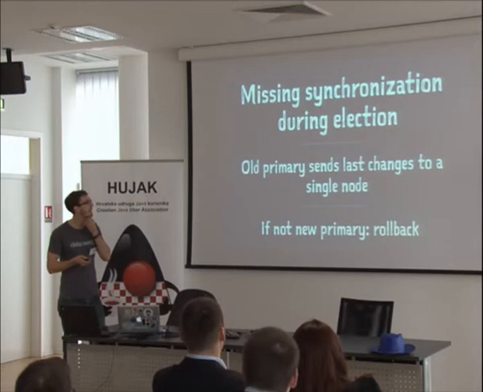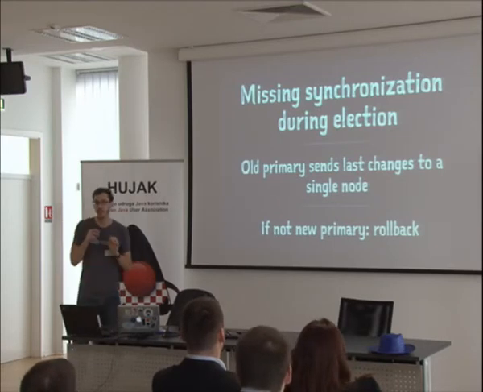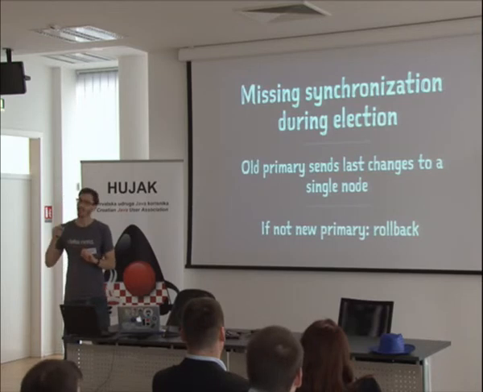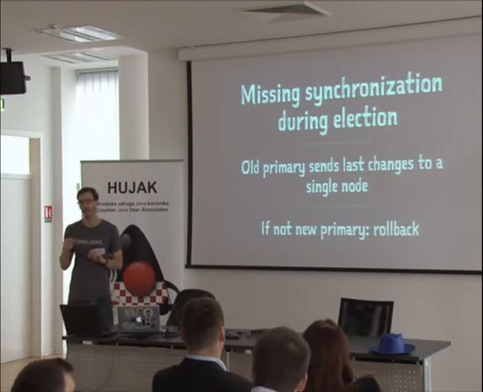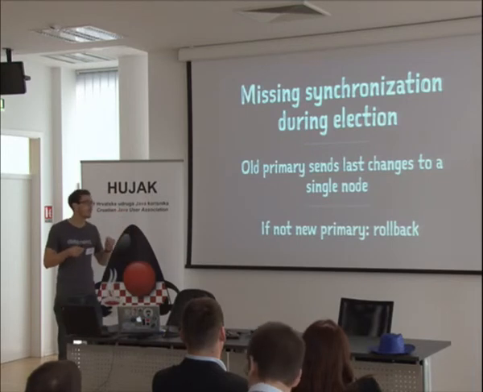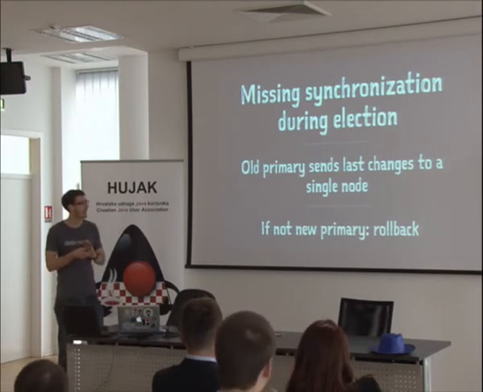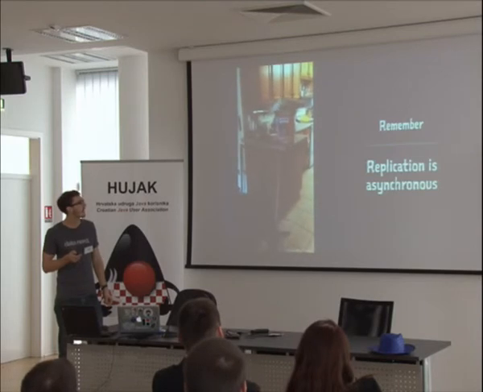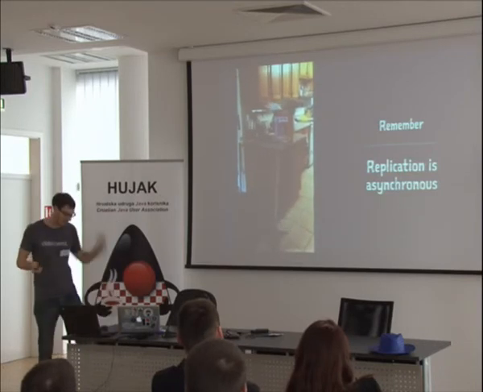And one other problem is, if there's already an election going on and the old primary still has some data it hasn't been able to replicate to the other nodes, and it's able to push that last update to just one other secondary. If that secondary doesn't become the new primary, it will need to roll back the data, because always the data from the primary counts. So instead of saving some little bit of data in a failover scenario, you might lose the data if the wrong node gets to be primary. Because remember, replication is asynchronous, and it's probably working something like that. It's just throwing out the data.